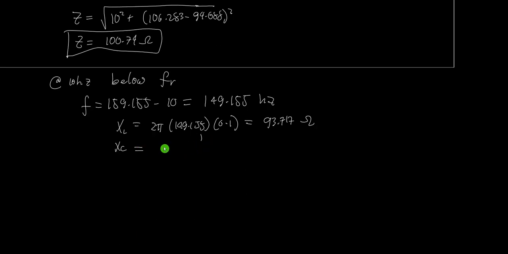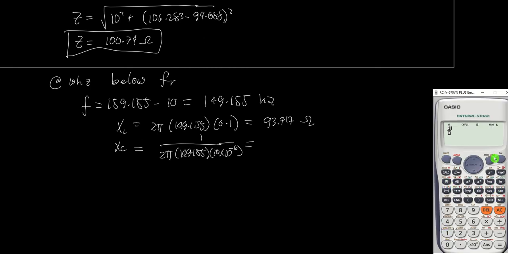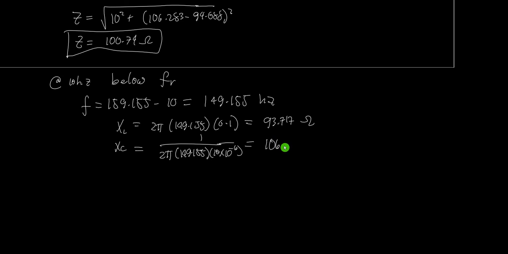And for XC, we have 1 over 2 pi times the frequency, 149.155, times the capacitance, which is equal to 10 times 10 to the negative 6. The answer is 106.704 ohms.